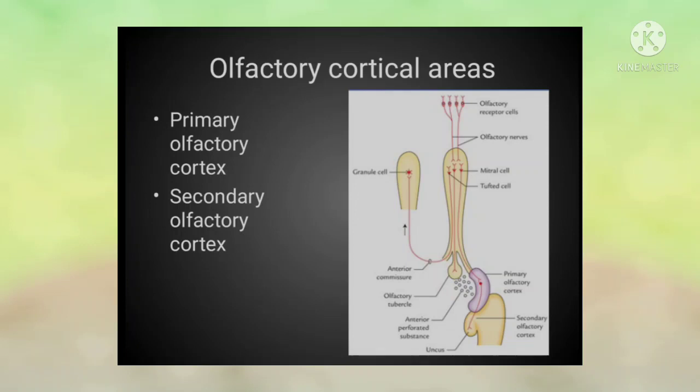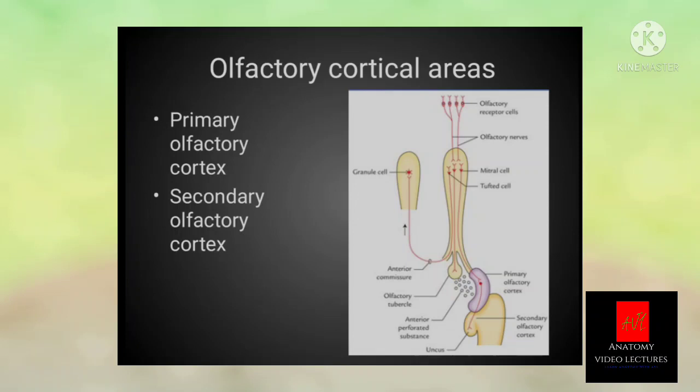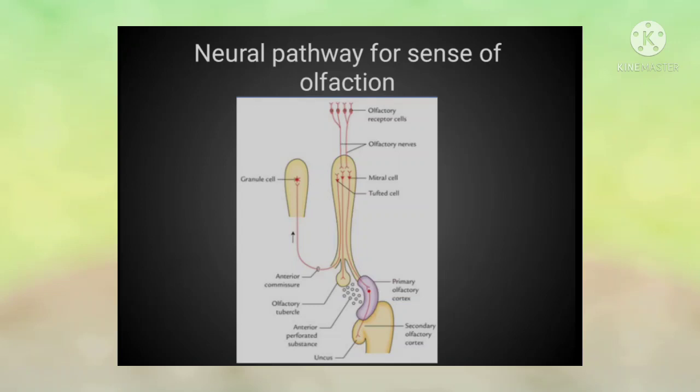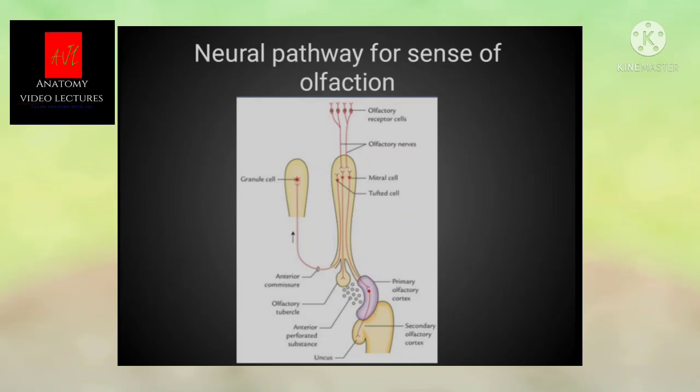Next, the olfactory cortical areas. The primary olfactory cortex lies between the anterior perforated substance and the uncus. The entorhinal area comprising the uncus and anterior part of the parahippocampal gyrus is often termed the secondary olfactory cortex. Next, the neural pathway for the sense of olfaction.